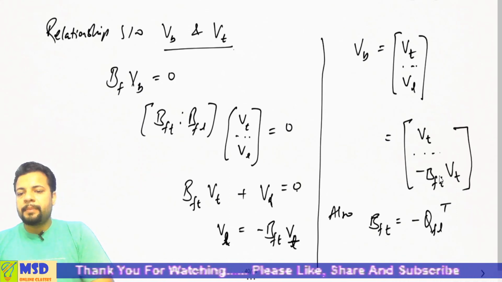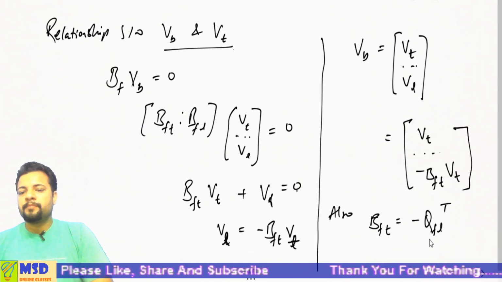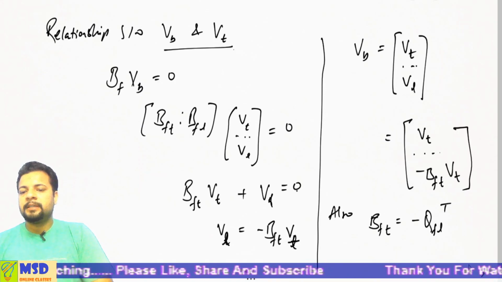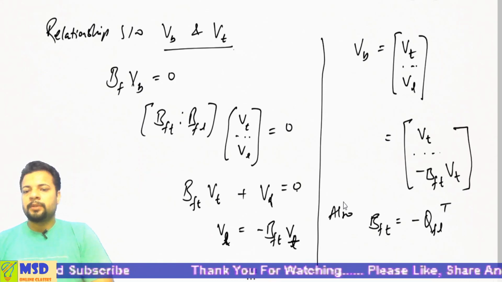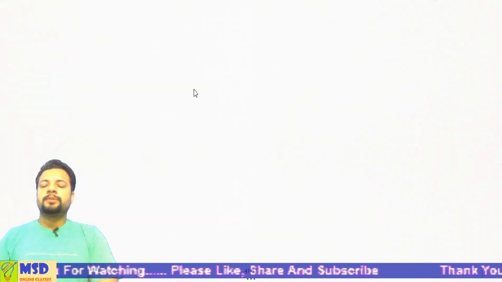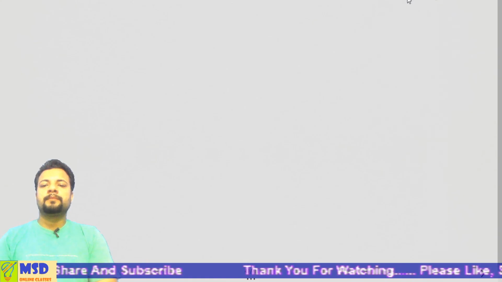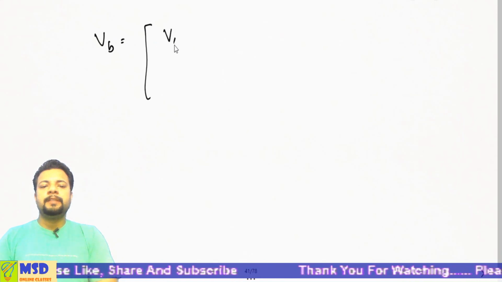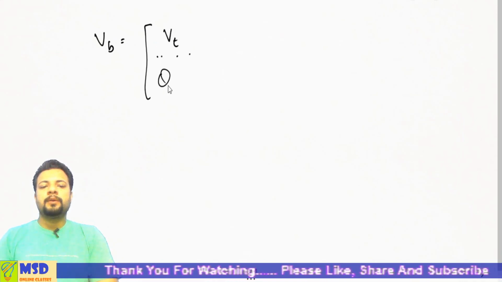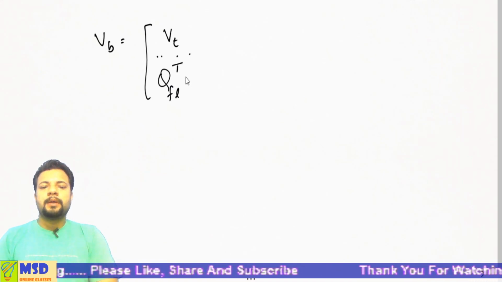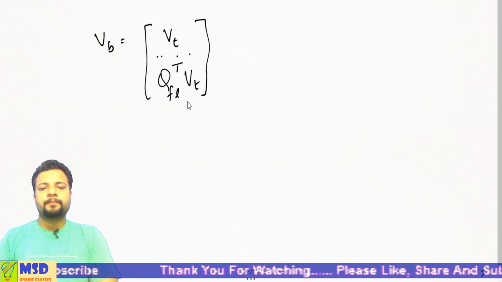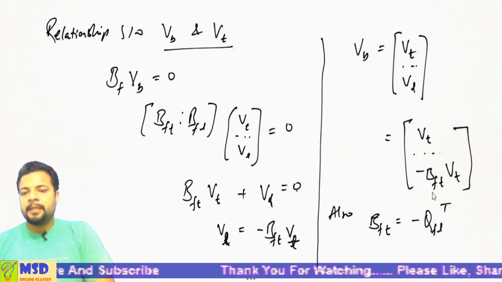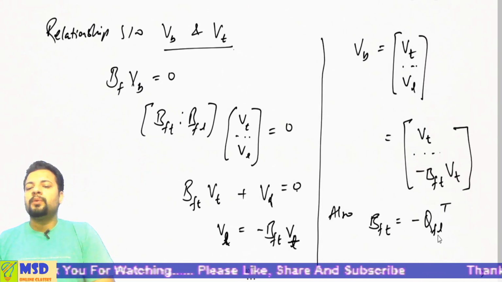So now can I replace BFT here with minus QFL transpose? I'll explain what I have done in the next step. So I can write VB to be equal to VT and QFL transpose into VT. I hope I'm clear here. I've just replaced minus of BFT with QFL transpose.